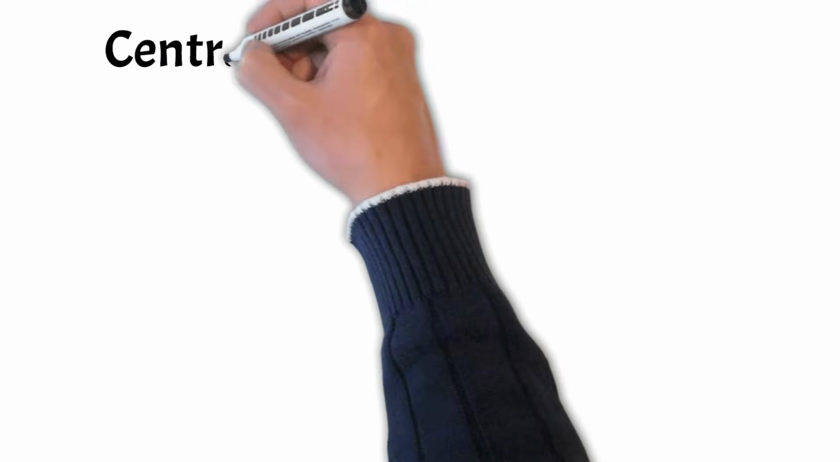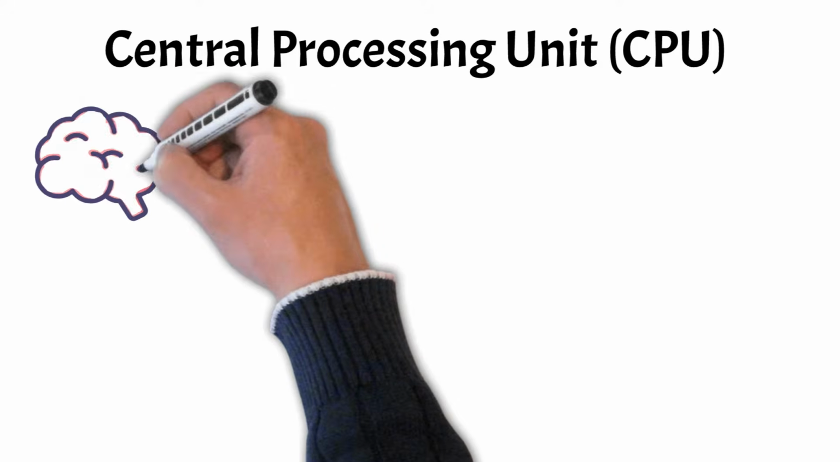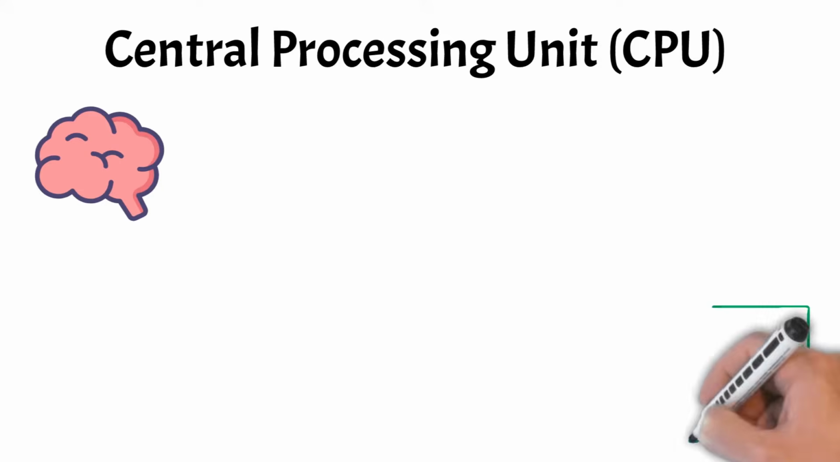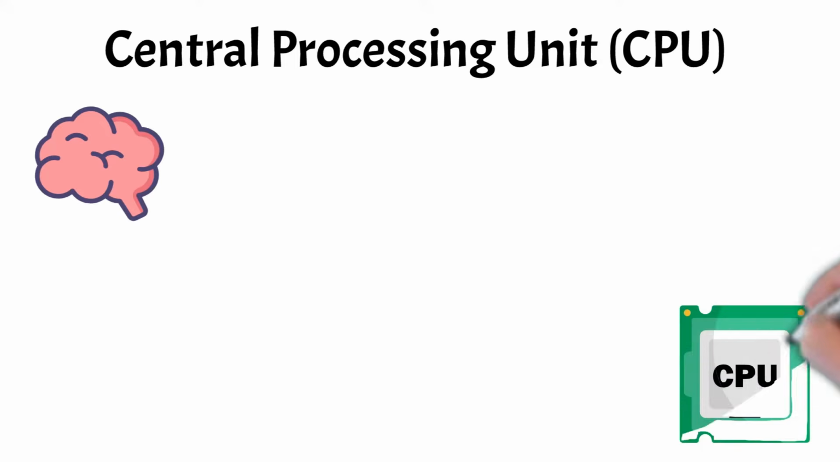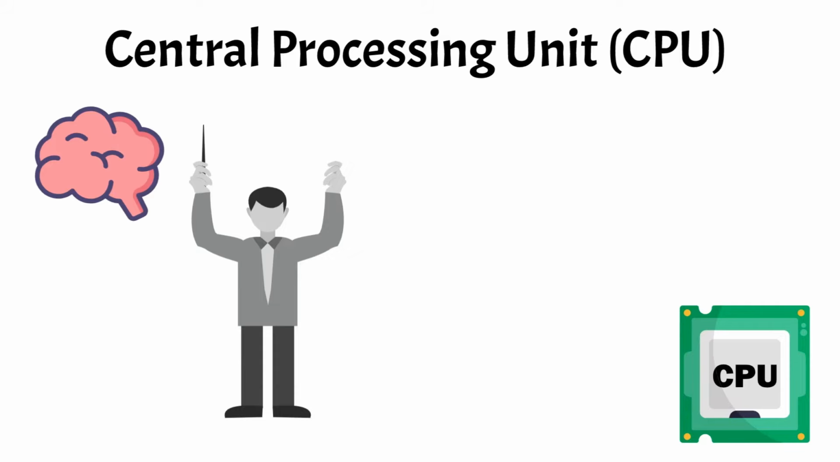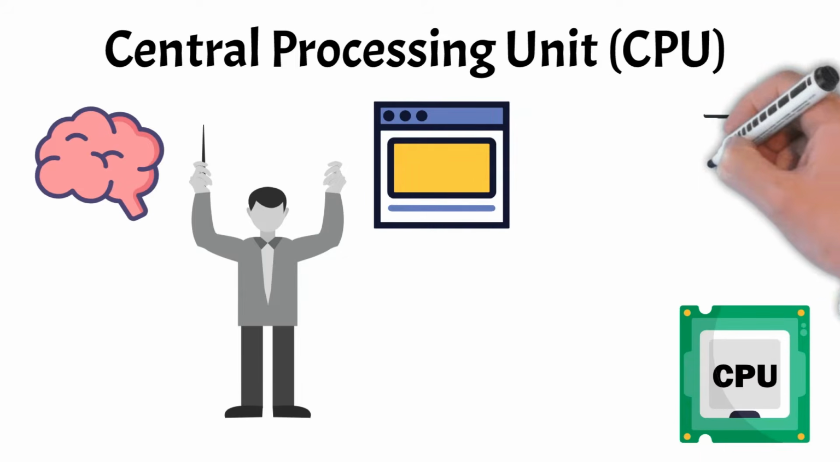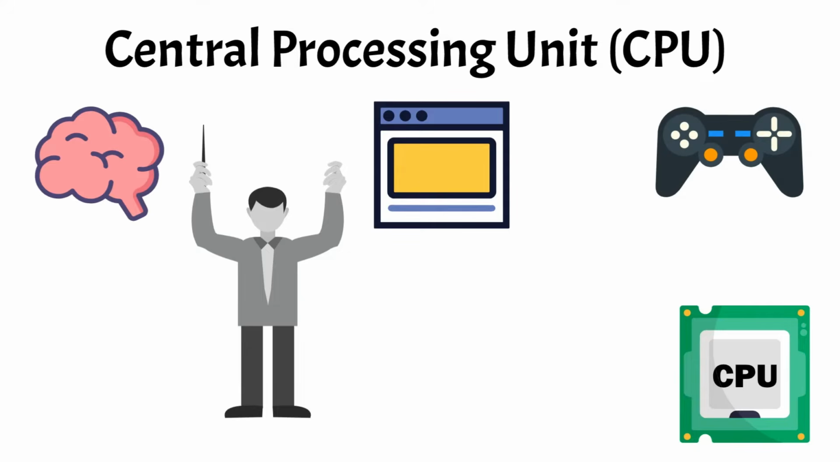The CPU, or Central Processing Unit, is often referred to as the brain of the computer. It's the primary component responsible for executing instructions from both software and hardware, ensuring that your computer runs smoothly and efficiently. Imagine it as the master conductor in an orchestra, directing all the different sections to work in perfect harmony. Whether you're browsing the web, playing a game, editing a video, or running a complex program, the CPU is hard at work behind the scenes.